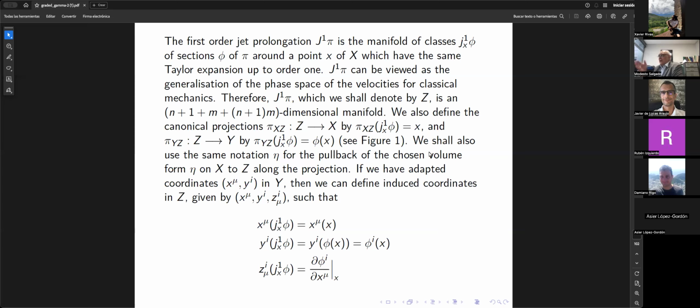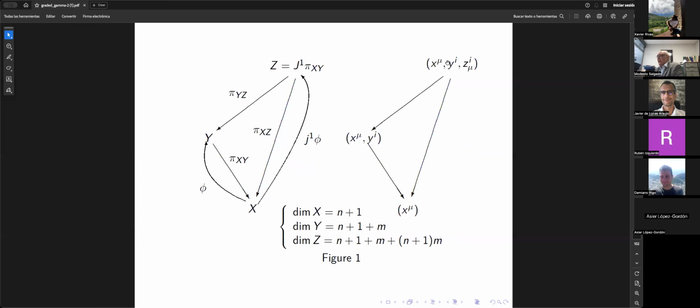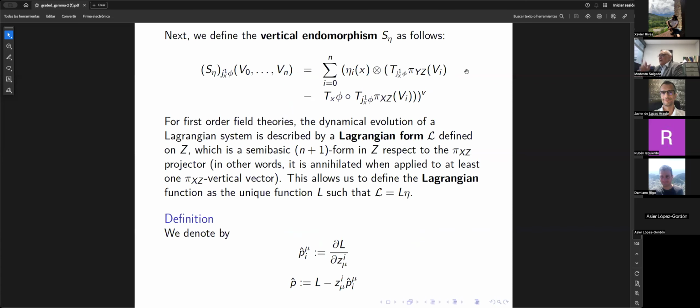And so this is another manifold. We have the different projections. We can introduce coordinates in this manifold zeta. We have the x^mu, the space-time coordinates. The u^i are the coordinates of the fields, and zeta^i_mu are just the derivatives of the u with respect to the x. So these are the derivatives of the field, because we are considering only first order theories. So this is the scheme for this Lagrangian picture.